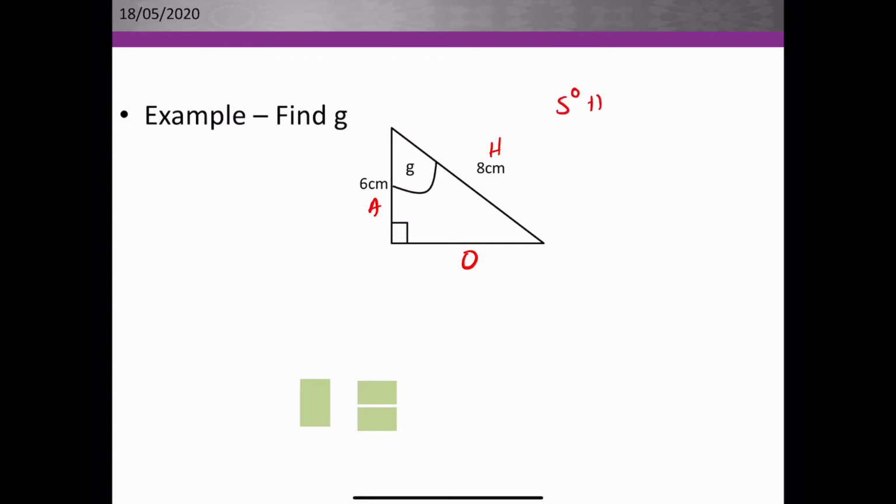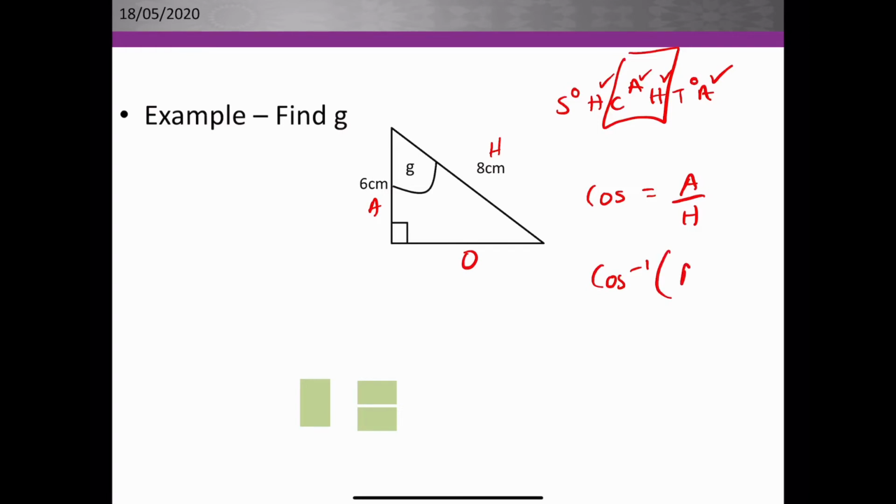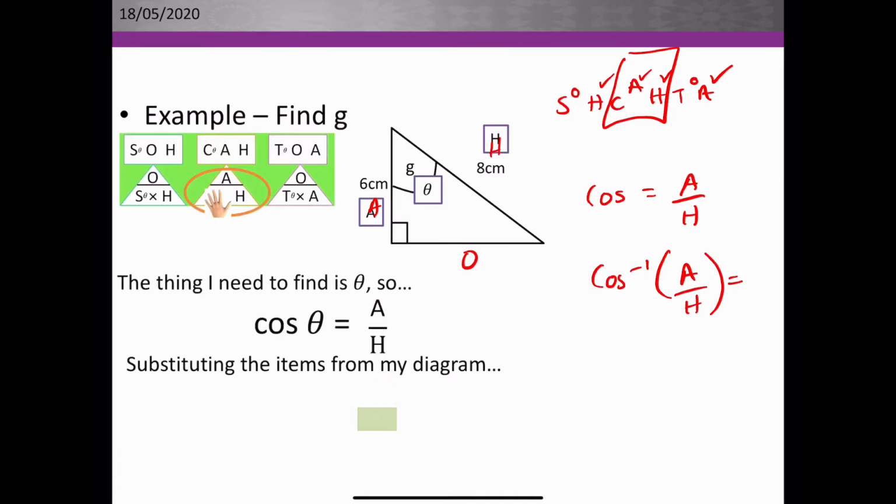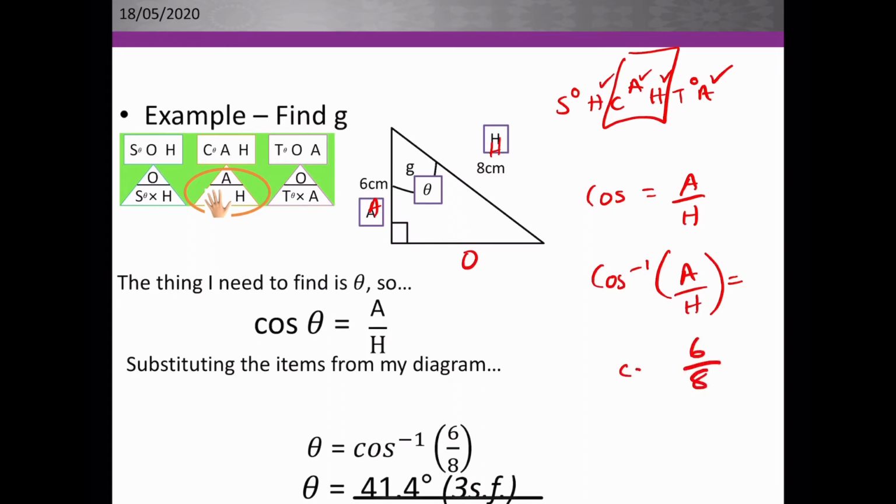So if I was to write SOHCAHTOA, what have you got and what are you trying to find? Well, you've got H and A, so I would have to use CAH. So cos equals adjacent over hypotenuse. So cos minus 1 of adjacent over hypotenuse would give me the correct answer that I wanted. It's really important that you work out the minus 1, because you're trying to find the angle, which is 6 over 8. That gives you 41.4 to three significant figures, as you can see here.